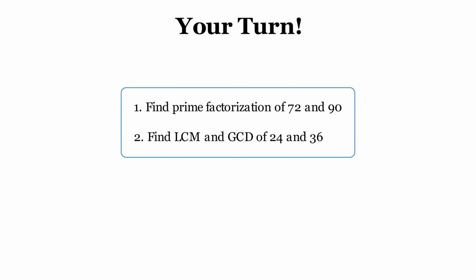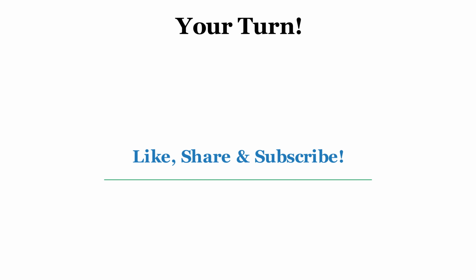Now it's time for you to practice. Try to find the prime factorization of 72 and 90 by yourself, and then use those factorizations to calculate the LCM and GCD of 24 and 36. Take your time, solve them step by step, and write your answers in the comments section so we can check them together. Practicing these problems will make you much stronger in mathematics.